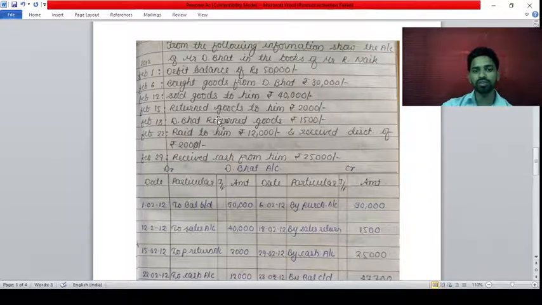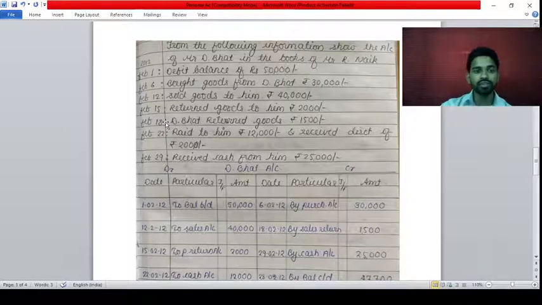Okay, rupees 2,000. Now this is the purchase return. Debit account debit, purchase return account credit. Now this purchase return account credit, you have to make the debit to the debit account. So on 15th Feb 2012, to purchase return account rupees 2,000.